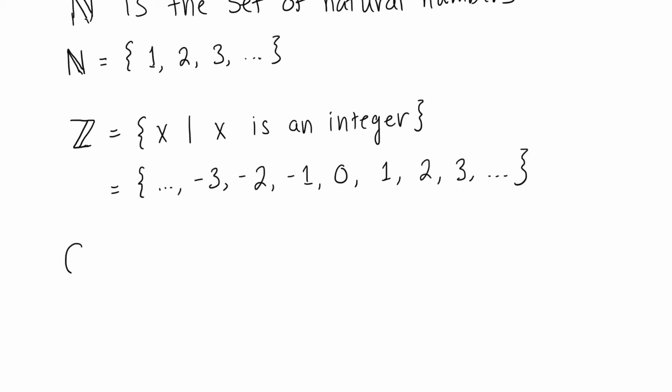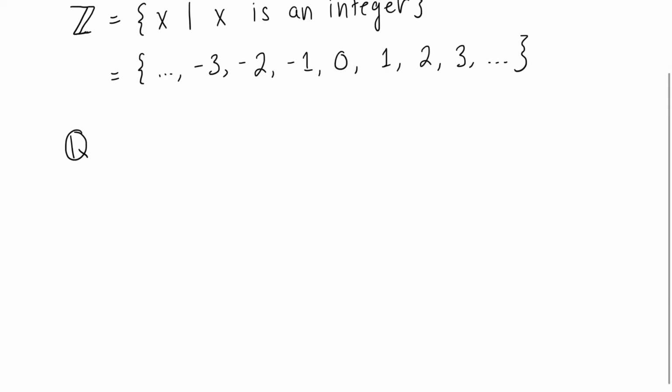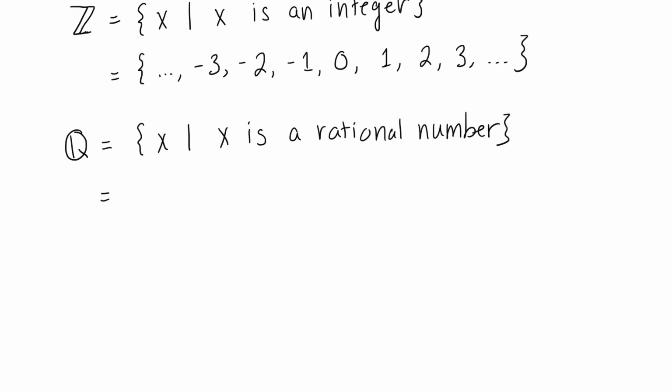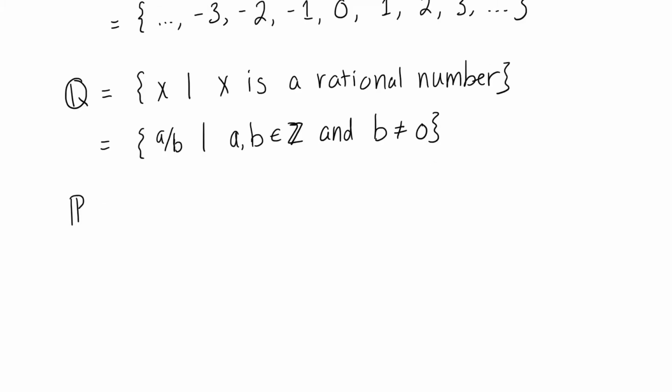The next set we have is rational numbers, and that is denoted by a Q. I believe the Q just stands for quotient. So this is the set of all x such that x is a rational number, which alternatively can be written as the set of all a over b, such that a and b are integers and b is not 0. Next we have the real numbers. One more thing about the Q: sometimes you'll see a bar on both sides. Some people will write it like that. Doesn't matter, they both mean rational numbers and both will be understood.